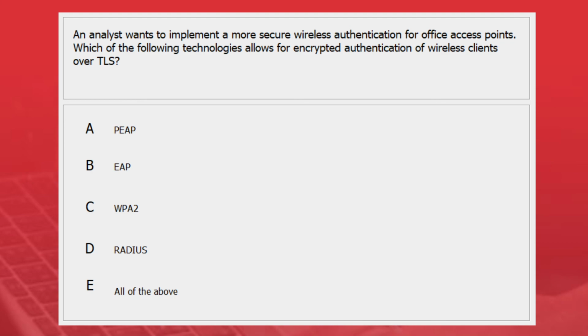Question number 34. An analyst wants to implement a more secure wireless authentication for office access points. Which of the following technologies allows for encrypted authentication of wireless clients over TLS? A. PEAP. B. EAP. C. WPA2. D. RADIUS. E. All of the above. The correct answer is C.